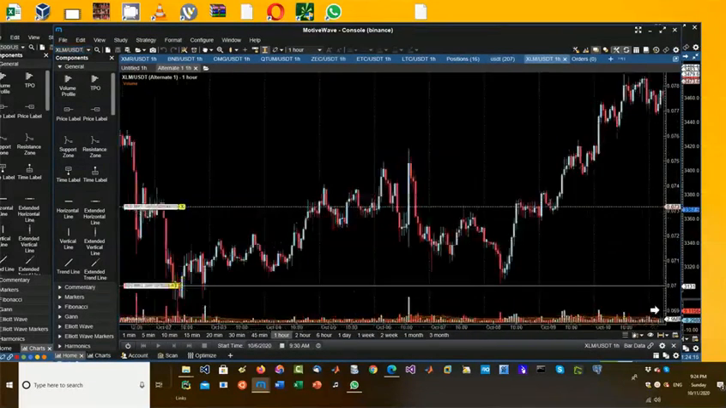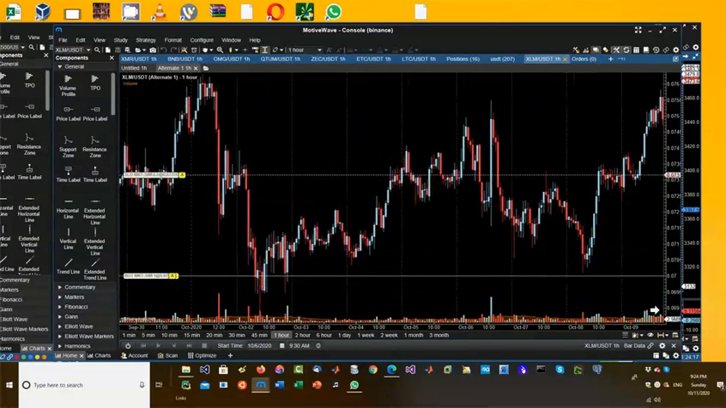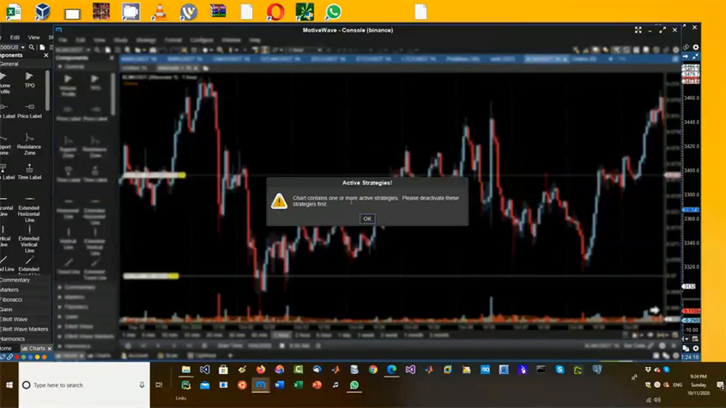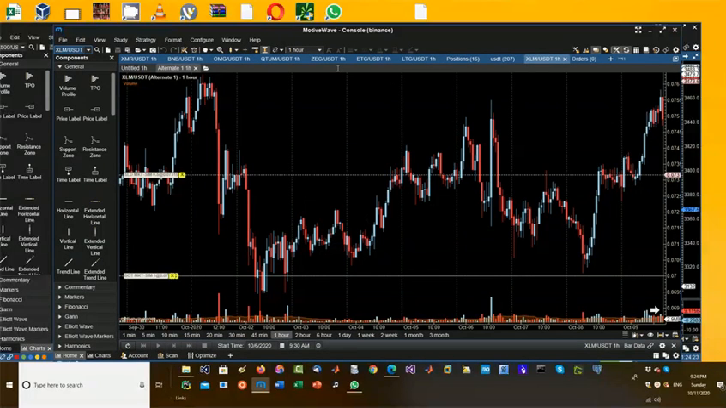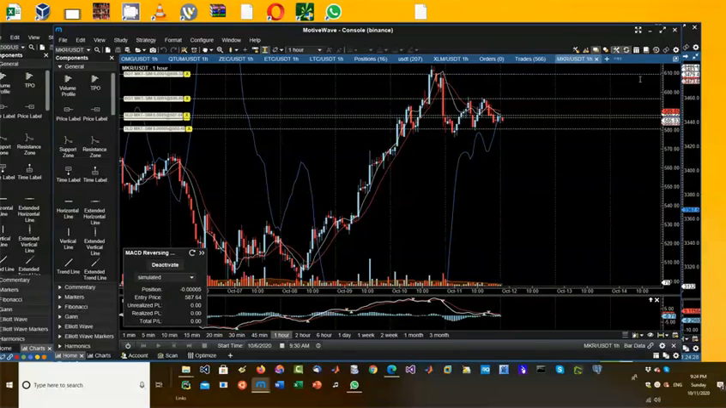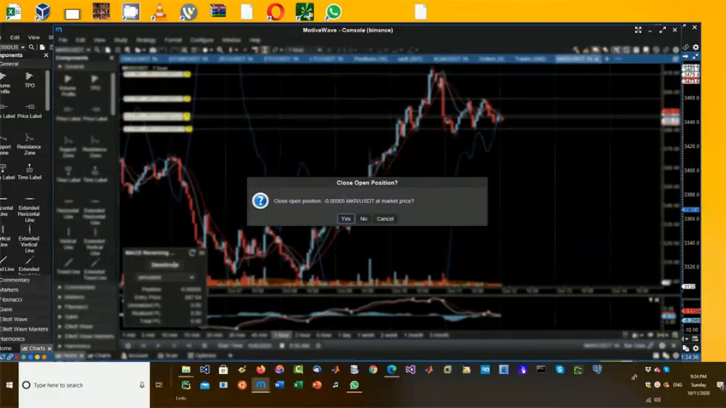Yes. Strategy still on? Chart contains more active strategy. Please deactivate these first. Okay, maybe it's another chart. Maker, that's looking pretty good. 1 hour. I'm just going to close that temporarily, maybe. Deactivate. Yes.